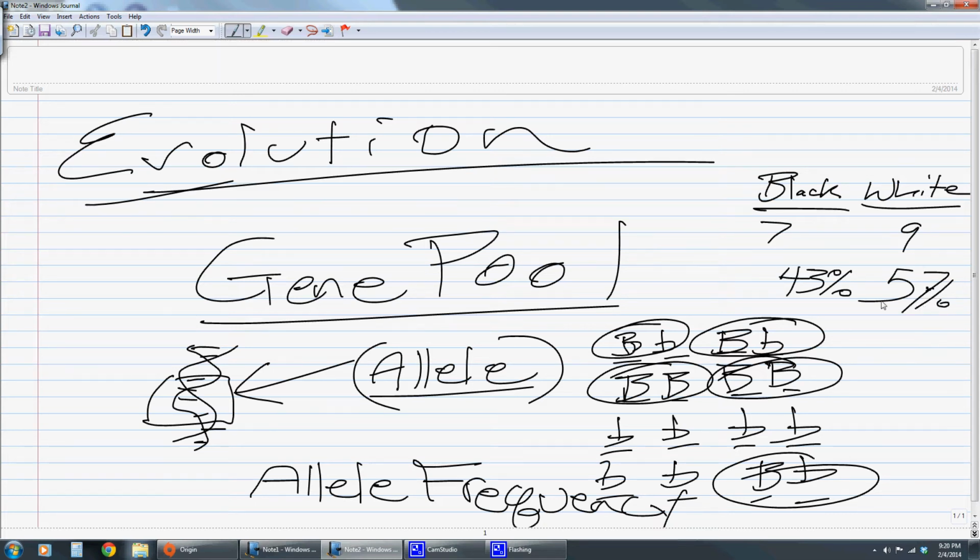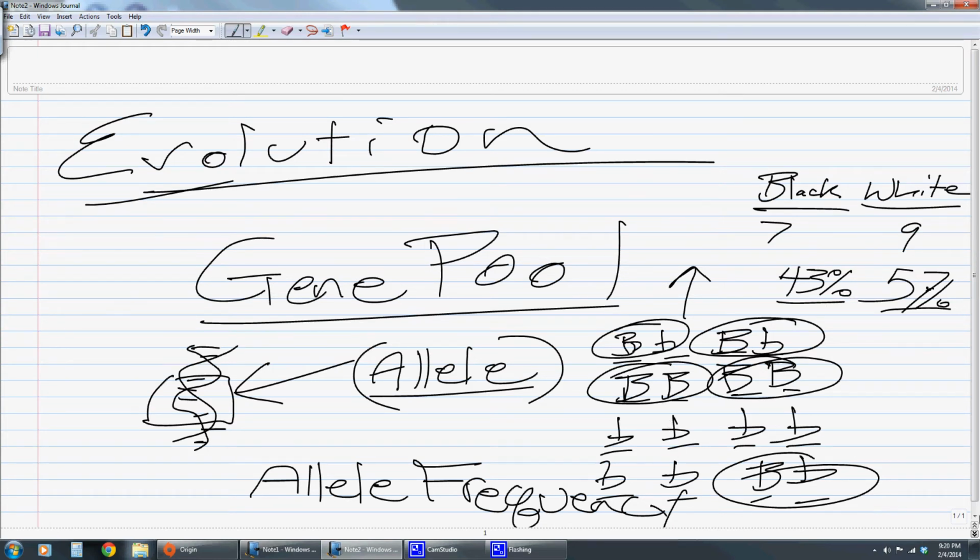So those are my frequencies. Now, if everything were to stay the same and my population were to simply increase in numbers, so instead of having 16 rats, maybe I go up to 100 rats, what should traditionally happen is my allele frequency should stay the same, even though I'll have more overall black alleles, more overall white alleles, but the percentages of those alleles should stay exactly the same. Okay, so that's my allele frequency.